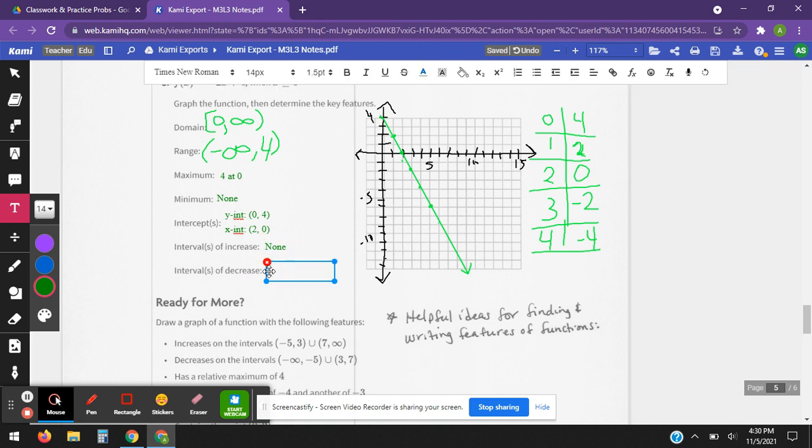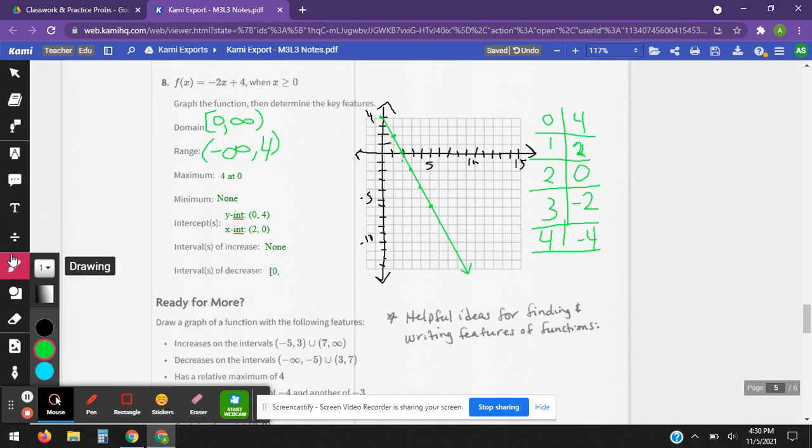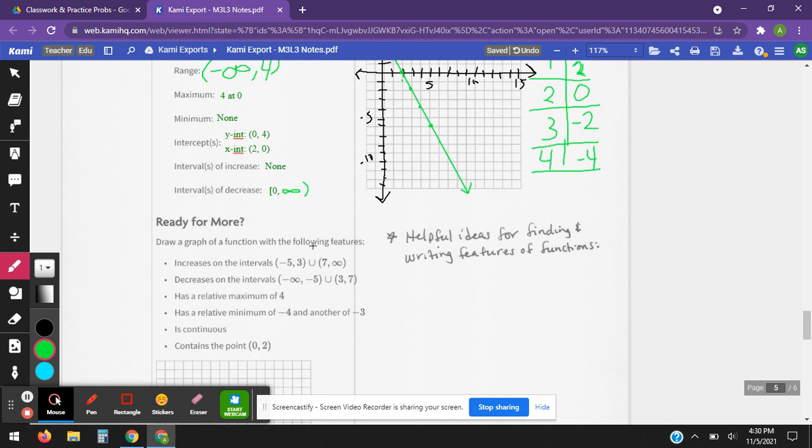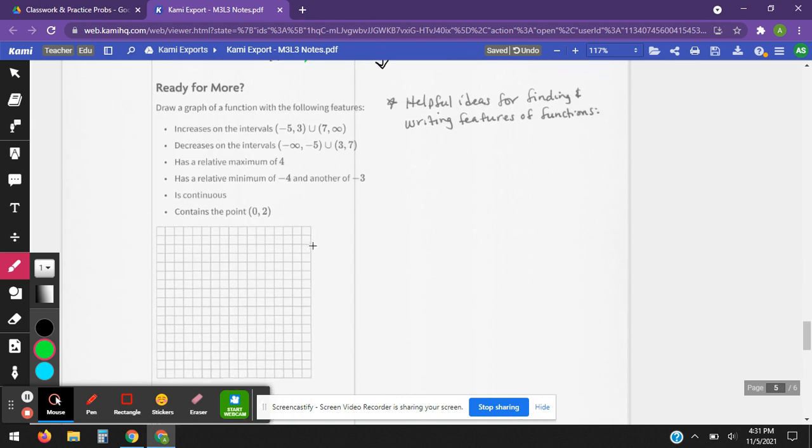And intervals of decrease: 0 all the way to, it's not going to let me do it. I really think it should let me do it. Don't know why. Okay, to infinity. Oh, negative, nope, infinity, right. Decrease, because it goes on forever. All right.